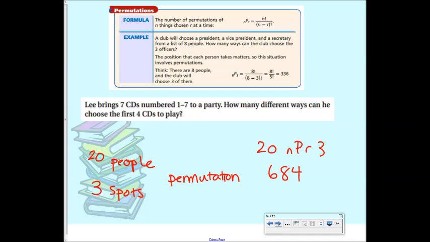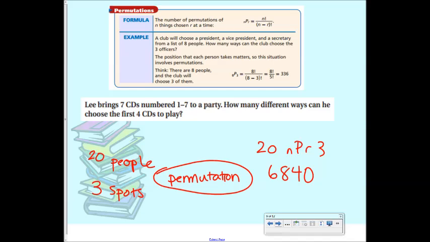So where did those numbers come from? 20 was the total choices that we had. 3 were the spots that they were vying for. And again, how come that was a permutation? Because there's different ways of people getting first. You care about getting first, second, or third place, right? The order matters. Okay? So, in this example problem, Lee brings 7 CDs numbered 1 through 7 to a party.